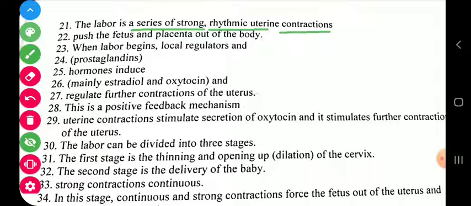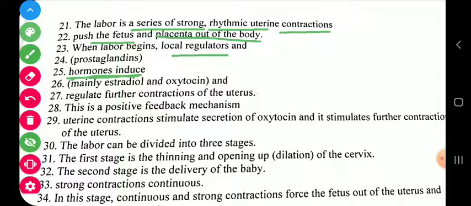So what's the function of this? What do you need this for? To push the fetus and placenta out of the body. Now most of us just remember the fetus, but we forget the placenta. We should not forget that. It has a great role. So labor is a series of strong rhythmic uterine contractions which pushes the fetus and the placenta out of the body.